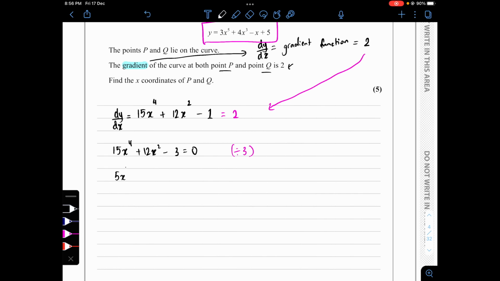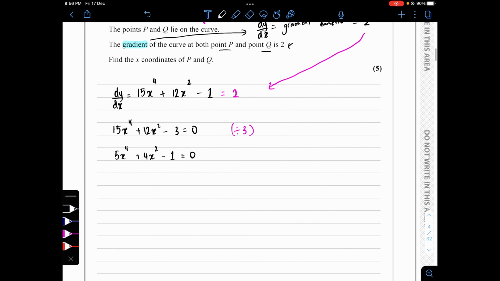So 5x to the power 4 plus, 12 divided by 3 is 4, so 4x squared. And 3 divided by 3 is minus 1 equals 0. So now we can solve it as it is, and we can imagine the x squared is now as x, and x to the power 4 is x squared. Or we can make it simple for ourselves, and we say let y equals x squared.